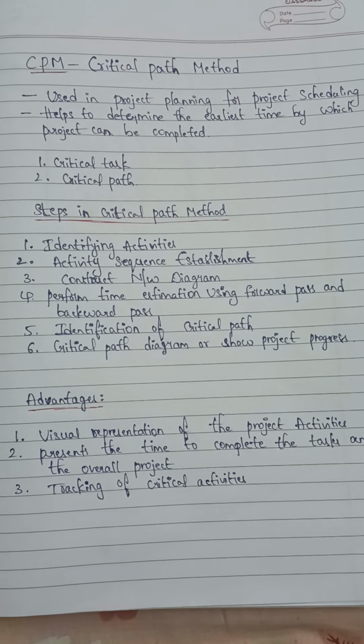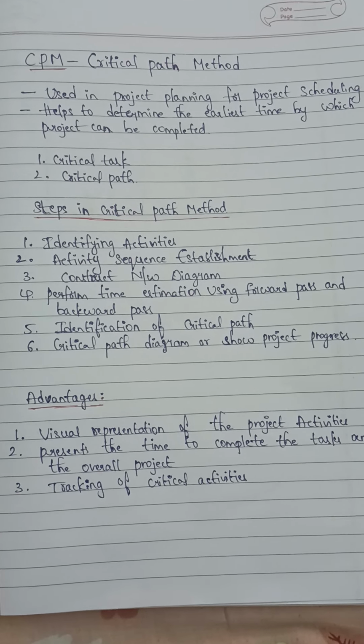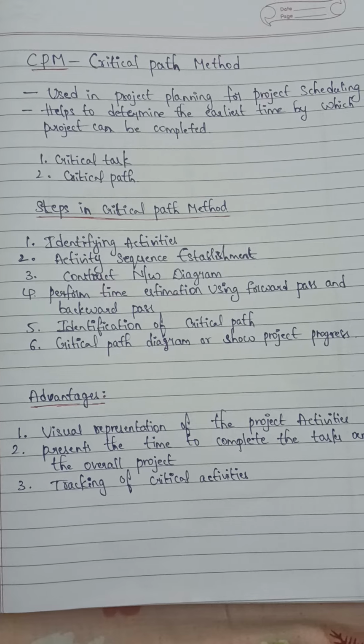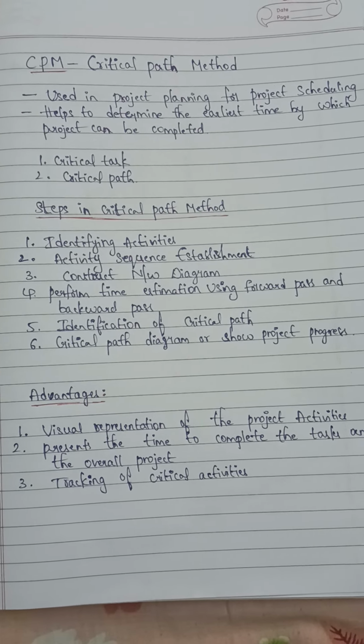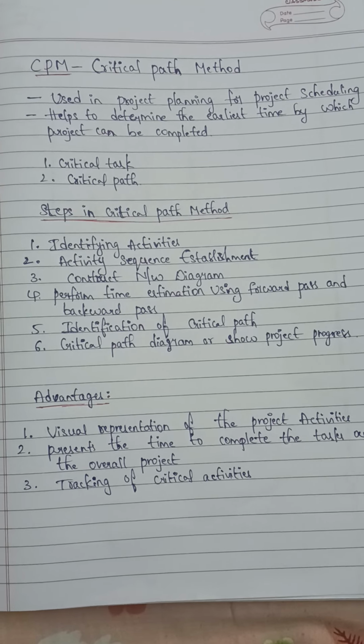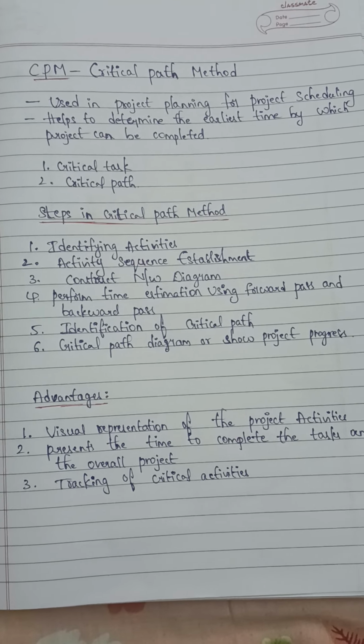And there are some advantages of the critical path method. First one, it offers a visual representation of the project activities, and it presents the time to complete the task and the overall project, and it provides tracking of the critical activities.